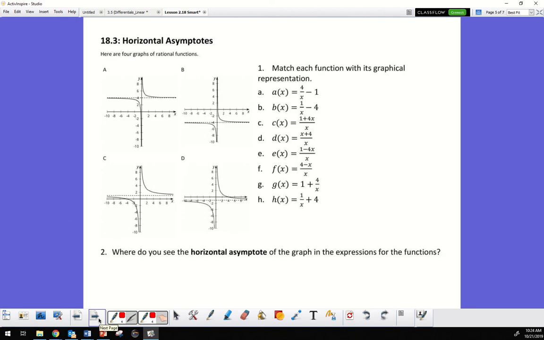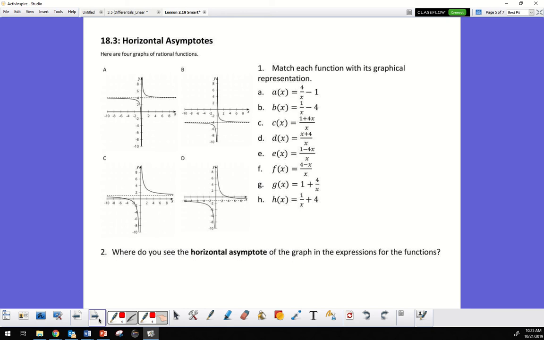Now, horizontal asymptotes. So let's take a look at what we have. So for this first one right here, A, there's supposed to be a horizontal asymptote. Now, where is this one right here? So using that same information I just went over, where's the horizontal asymptote on this one? At -1, right? Because as x goes to infinity, as it keeps increasing, this number right here is going to go away, so my asymptote is going to be at -1.